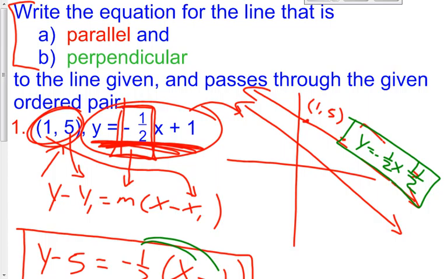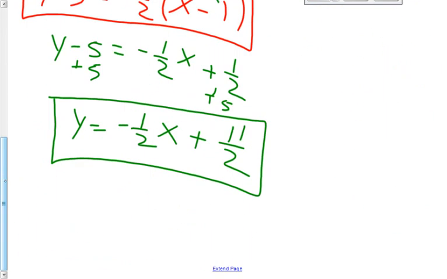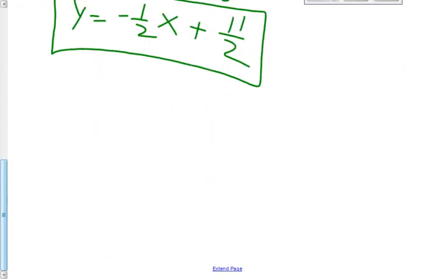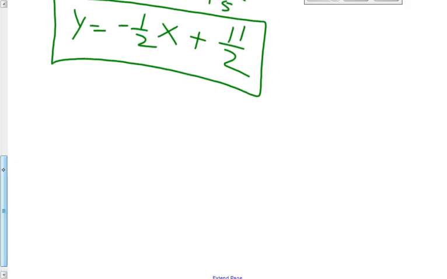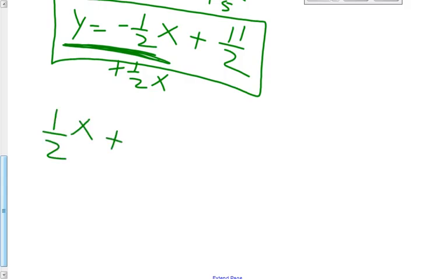Okay, last thing, let's get this into standard form. I shouldn't say last thing because we have to do this exact same thing for perpendicular lines. But let's do this again for standard form now. So I want to get my x's and y's on the same side. So that means I have to add the 1/2 x. So I have a positive 1/2 x plus y equals 11/2.